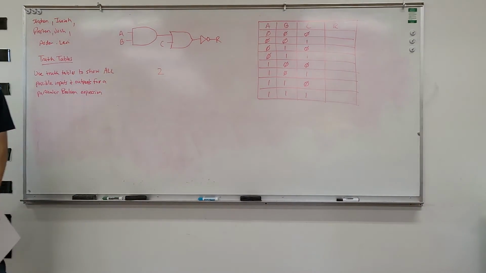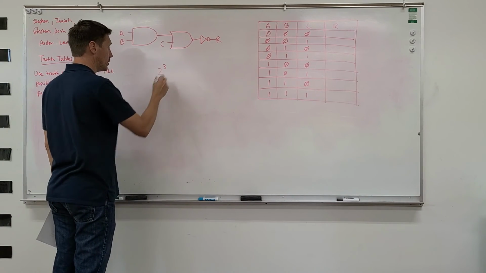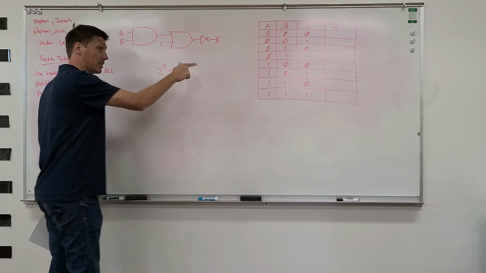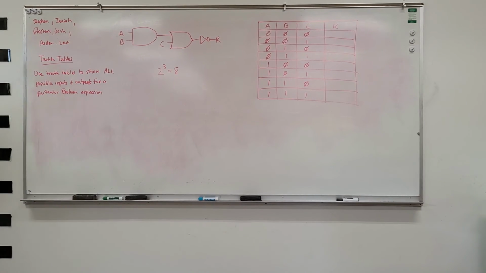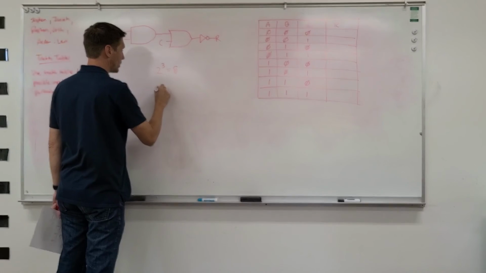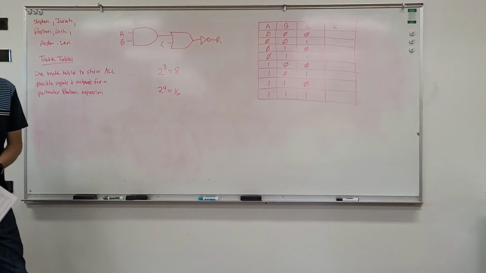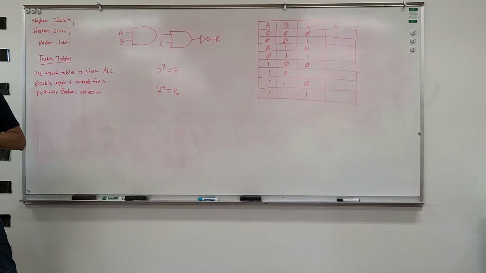But I'll know that I got the right number of rows because remember, there's only 2 possible values for each one, 0 or 1. And how many inputs do I have? I have 3. So 2 to the 3rd power is 8. So I should have the number of rows that match 2 to the power of however many inputs I had. If I'd stuck another gate in here and had a D as a possible input, then it'd be 2 to the 4th power, 16 rows that I would have to have, right? Don't worry, I won't give you one of those on the exam.